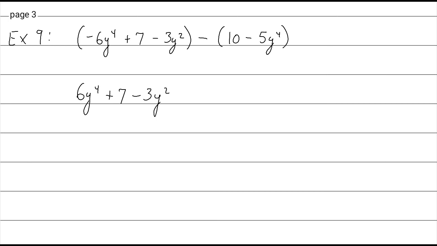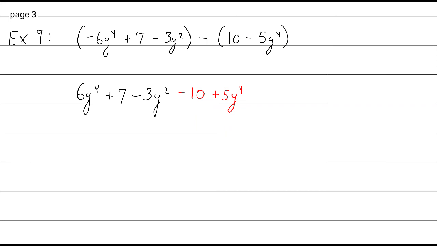Well, what happens if I do that? Negative 1 times the 10 is negative 10. Negative 1 times the negative 5y to the fourth is a positive 5y to the fourth. So it changes your signs, right? That's kind of normal. If you subtract a positive, you end up with minus. If you subtract a negative, you end up with a plus. So all that's the same. You've just got to watch for that.